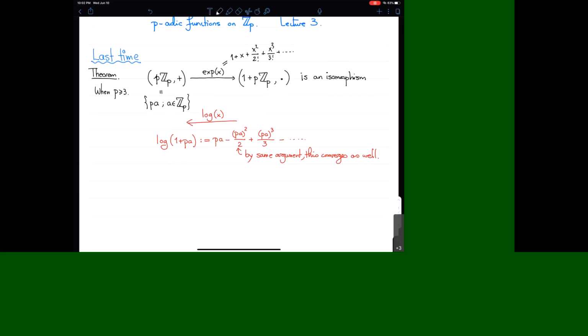There's a way to define the map in the other direction by taking the log of x. If you start with something congruent to 1 modulo p, which looks like 1 plus pa, you can expand it again using Taylor expansions: pa minus (pa) squared over 2, plus (pa) cubed over 3, and on and on. This will converge as well. Therefore, you have maps both ways, and this defines an isomorphism between these two things. The log function turns multiplication into addition, and the exponential turns addition into multiplication, so we get a group isomorphism, or maybe a topological group isomorphism.